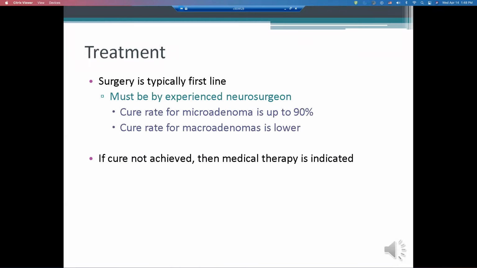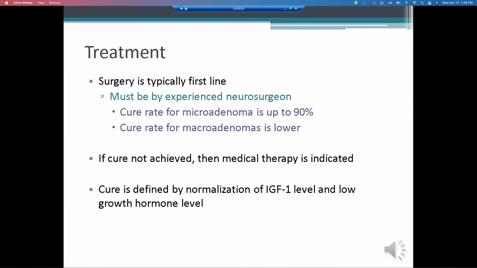Now, if cure was not achieved, we have medical treatments that we can use. And how do we know if cure was achieved or not? We monitor IGF-1 level, because IGF-1 level should go back to normal if the patient was cured. However, IGF-1 takes a long time to come back to normal because of its half-life and clearance. So don't check IGF-1 before 3 months after surgery. Otherwise, it can be falsely elevated and you think that the patient is not cured. So check IGF-1 after 3 months. If it's normal, then your patient is cured. If it's not normal, revert to medical therapy.